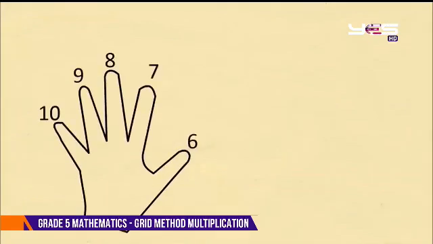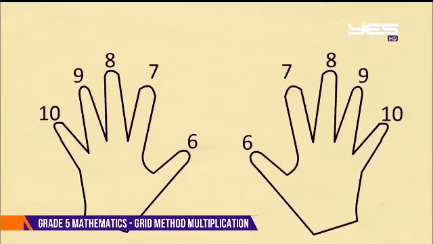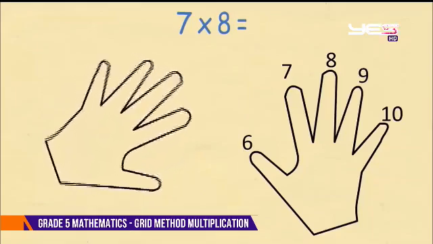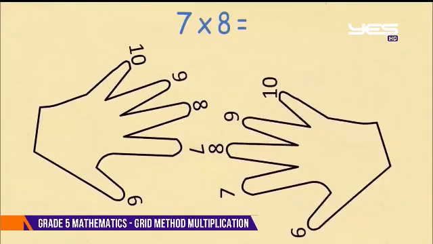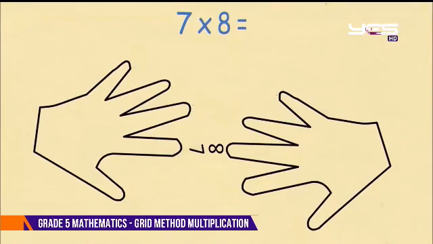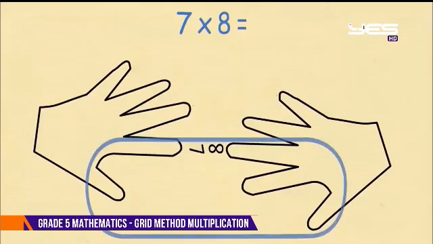Place your two hands in front of you and imagine numbering your fingers 6 through 10 going from your thumb to your pinky finger. Let's do the problem of 7 times 8. We'll rotate our left hand so we have one finger being 7, and we'll rotate our right hand to line up the number 8. Now we'll count the numbers of fingers that are below the two fingers which are touching.